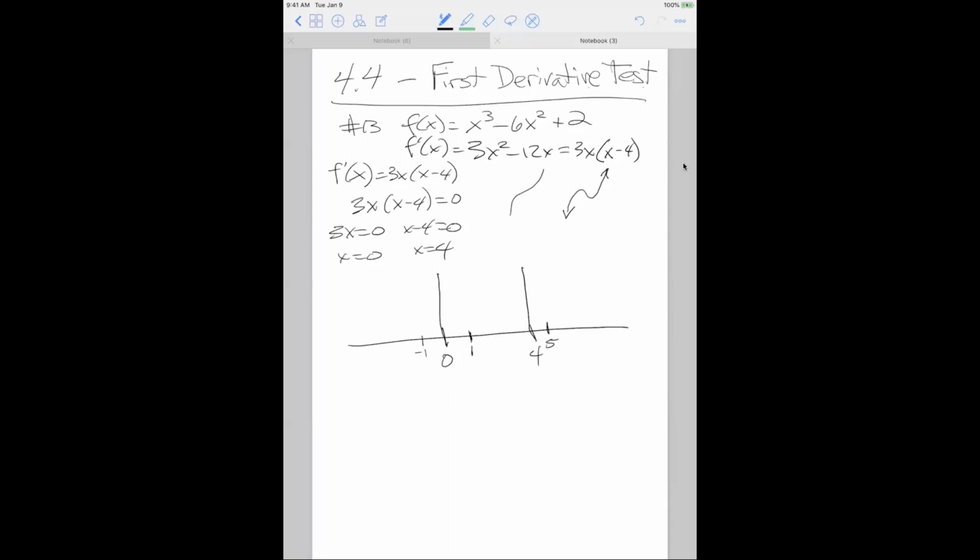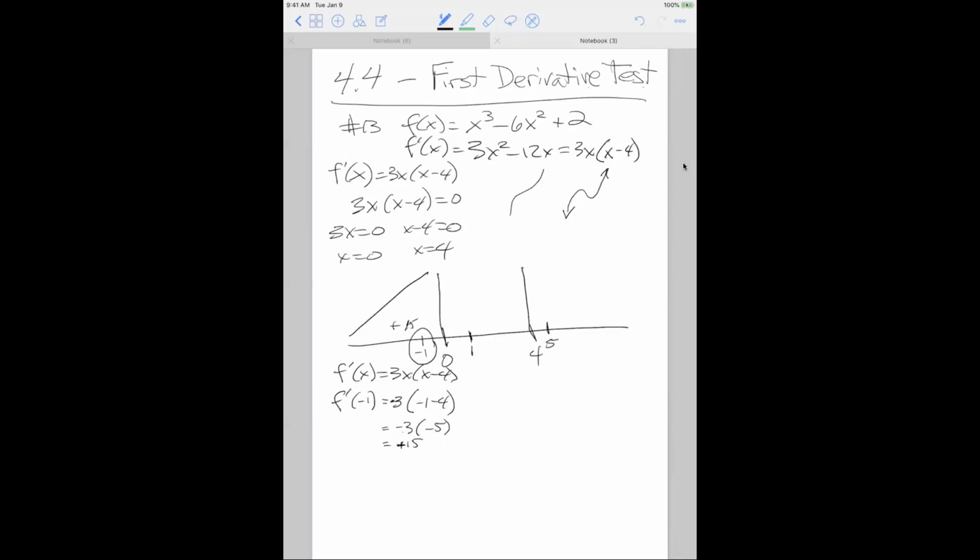So what I'm going to do is plug those into the derivative function. I'm going to plug in -1 first. So f prime of -1 equals 3, and so that'll be -3, right? Times -1 minus 4, which equals -3 times -5, which is -15, positive 15, excuse me. So that is positive 15. This is a positive value over here, so the slope is going up.